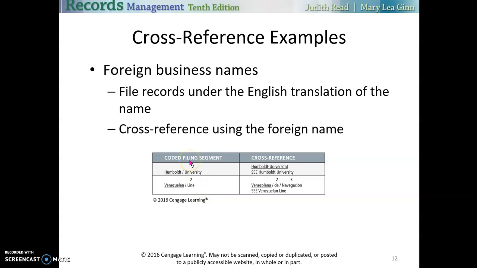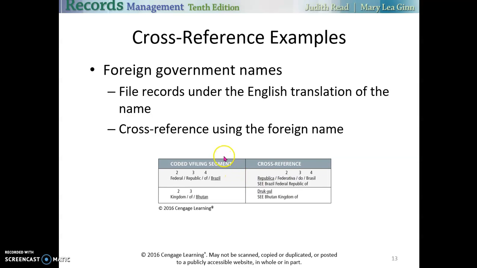You would also cross-reference any foreign business names. Again, we file it under the English translation and cross-reference it under the foreign translation. So this is a German university, and this is how we would translate it in English. This is where we cross-reference it. Same thing with foreign governments. Since we file them under our English translation, we do a cross-reference under the foreign name.